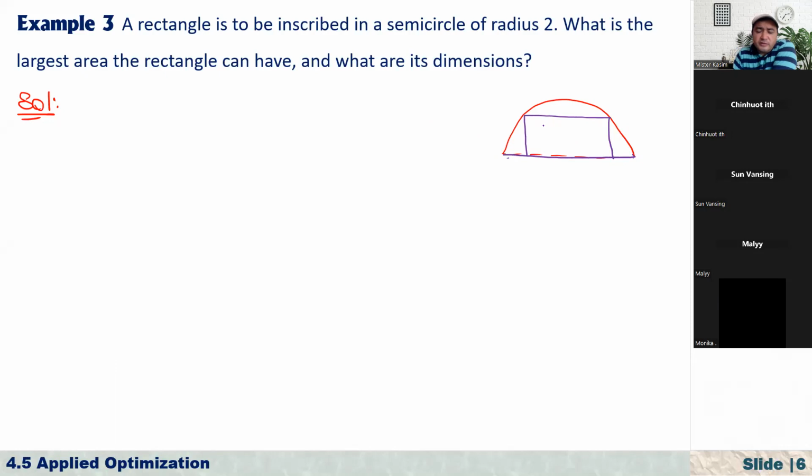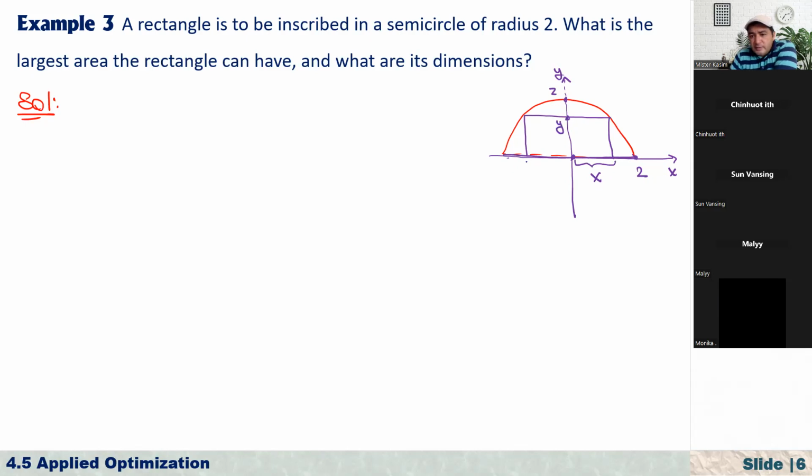Now to do this one also, we know that the radius of the circle is 2, right? Let me just introduce the axes. This one is the x-axis, that's our y-axis. Then the coordinate of this point will be 2 since the radius of the circle is 2, and also this one is 2. Suppose the length of this part is x, and the height of the rectangle, let's say it is y.